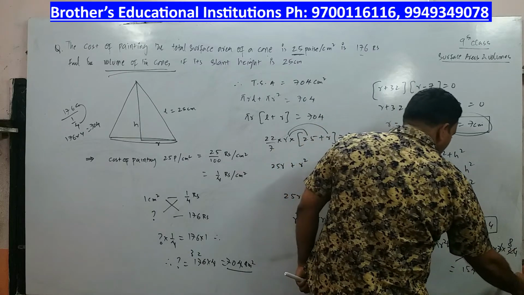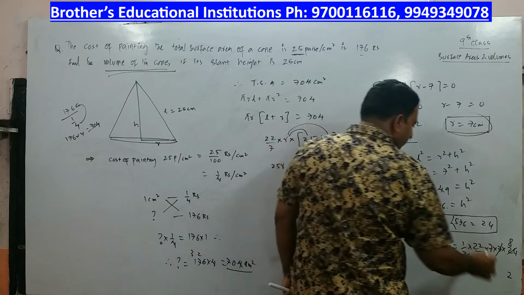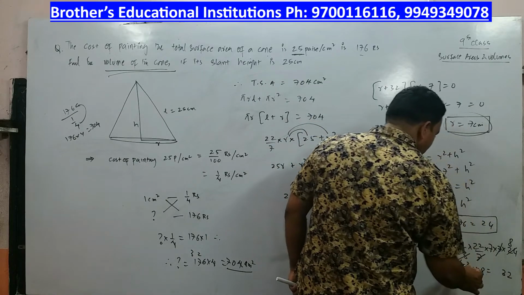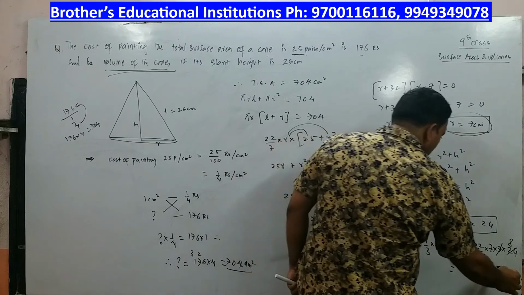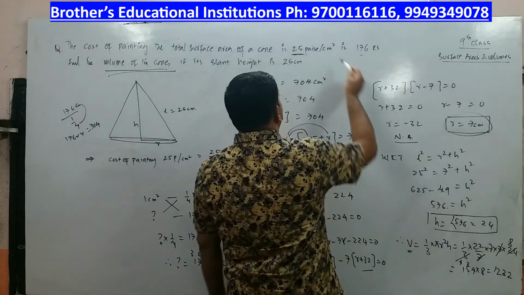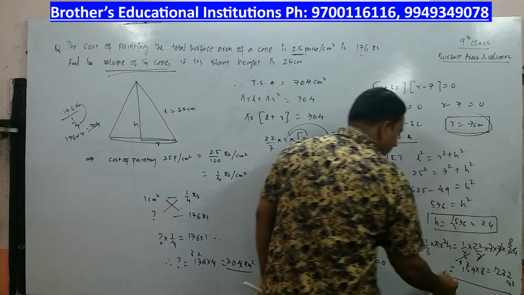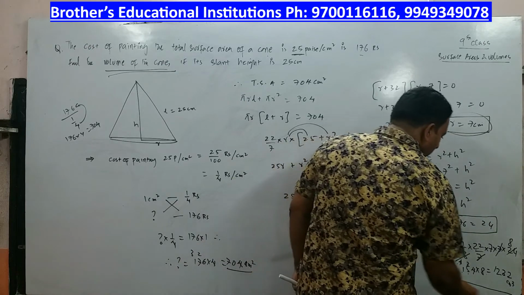8 4s are 32, 2, 3 carry. 8 5s are 40 plus 3, 43, 3, 4 carry. 8 ones are 8 plus 4, 12. So 1232, and you are dealing with what? Volume. And units are what? Centimeters. So 1232 centimeter cube is the volume of the cone.